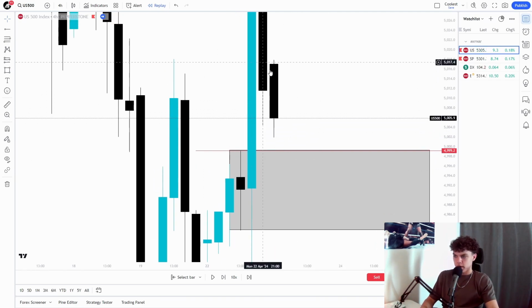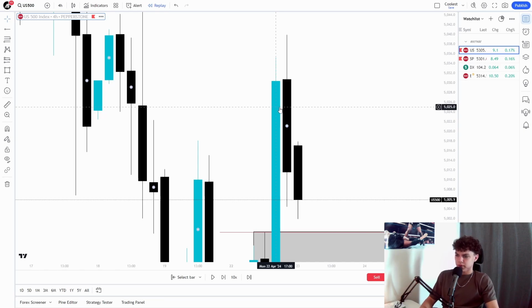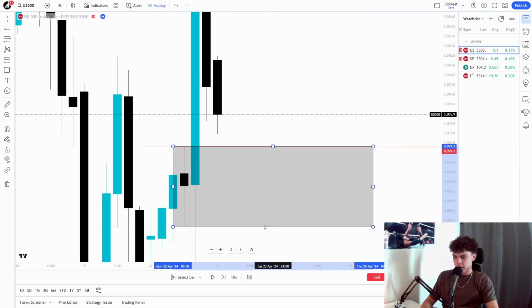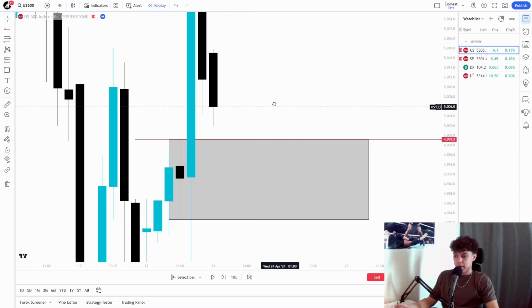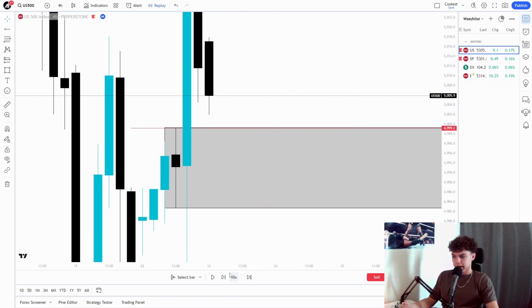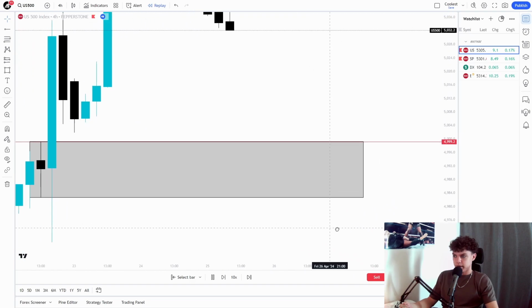So broke structure. I'm like, okay, cool. I want some more confirmation. I want it to hit this. And then we can look for another breakout structure on the lower time frame. So this order block is right here, guys. Let's see what's gonna happen. Does it want to hit it?